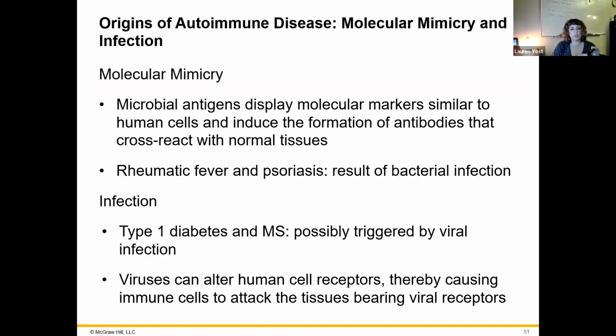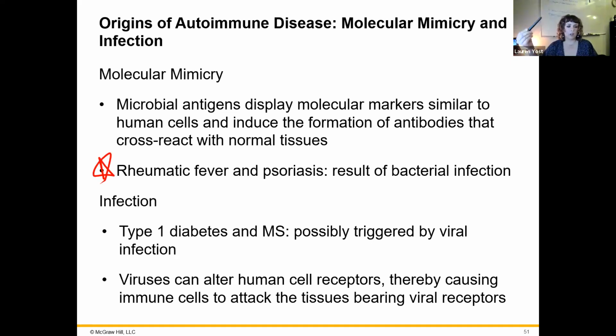All right, moving on to origins of autoimmune disease. A very common one is molecular mimicry, where microbial antigens, like bacterial surface markers, look similar to our human cells. And so when our body forms antibodies against a microbe, that also can cross-react with our own tissues. This is what we see in rheumatic fever and psoriasis to some degree.